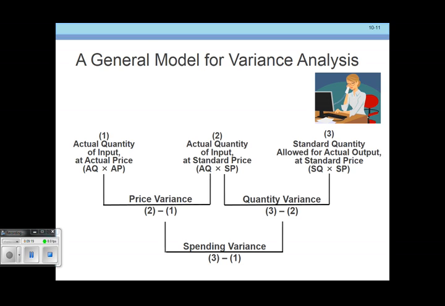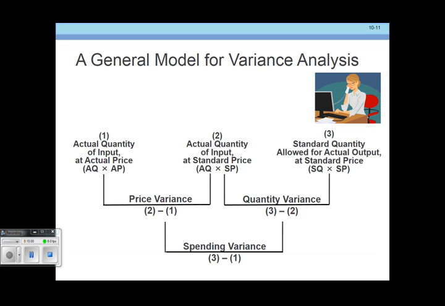And then notice what they put in the middle. In the middle, they put the actual quantity and the standard price. Okay, and notice, because 1 and 2 both have actual quantity, but 1 has the actual price and 2 has the standard price, the difference between item 1 and item 2 will give us the price variance. And notice also that between 2 and 3, we have the actual quantity and the standard quantity, and then we have under item 2 the standard price, and standard price is also under item 3. So that will give us the quantity variance. So the difference between 2 and 3 is the quantity variance. The difference between 1 and 2 is the price variance.